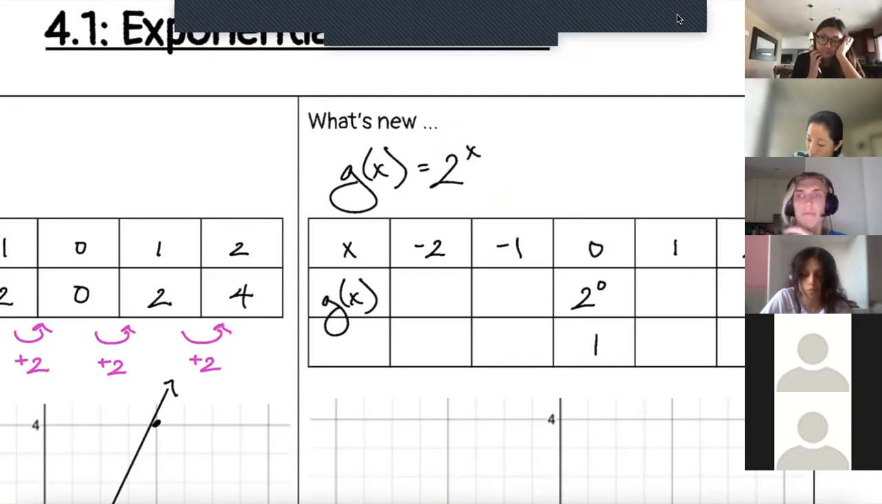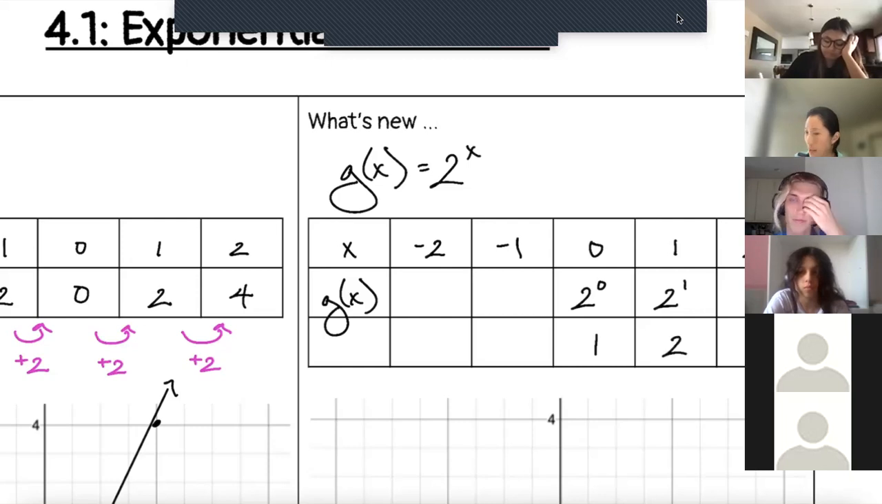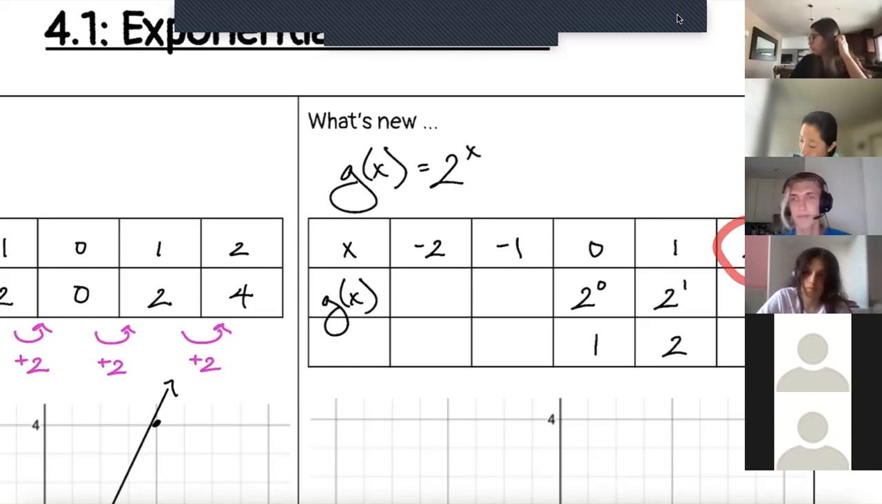All right, what happens if we take 1 and we plug it into the function? Well, we would get 2 to the first power. And if we simplify that, that will give us 2. What happens if we plug in 2, like an x value of 2? We would get 4, and we got that because it's 2 squared, right?